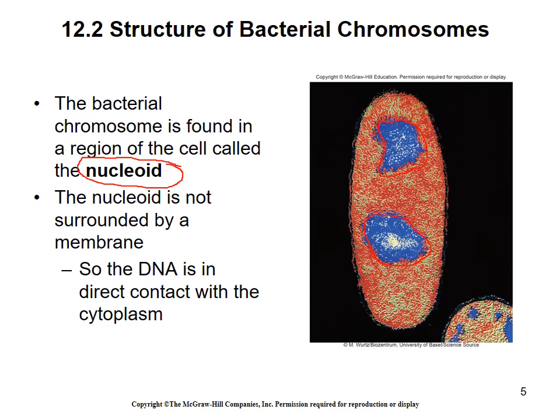In the picture, I do want to point out that you can have several nucleoid regions. Each of them can have one or multiple copies of the same bacterial chromosome.